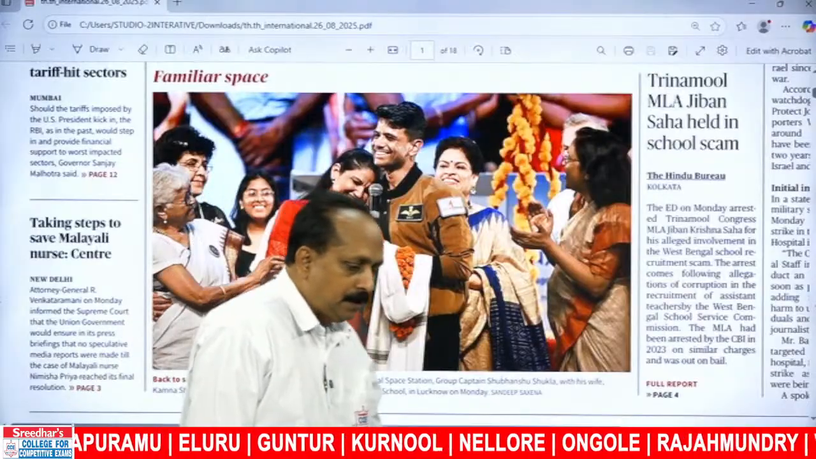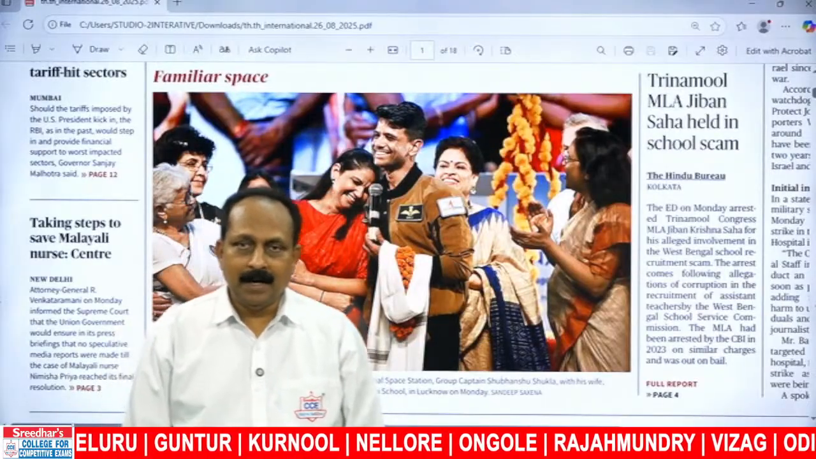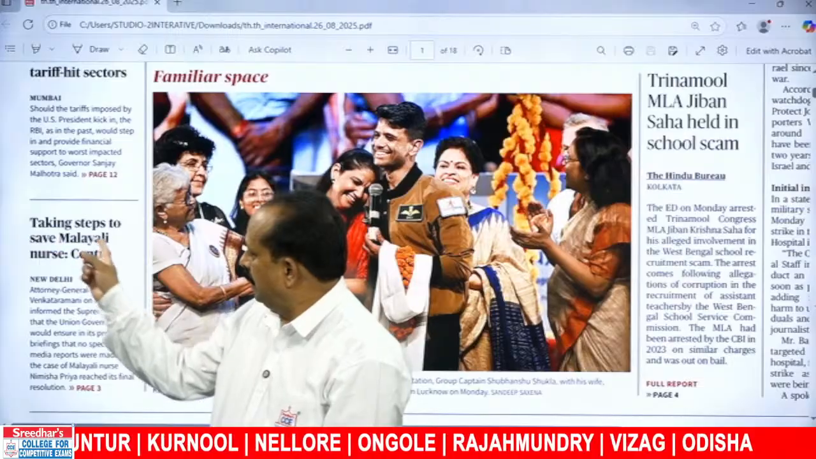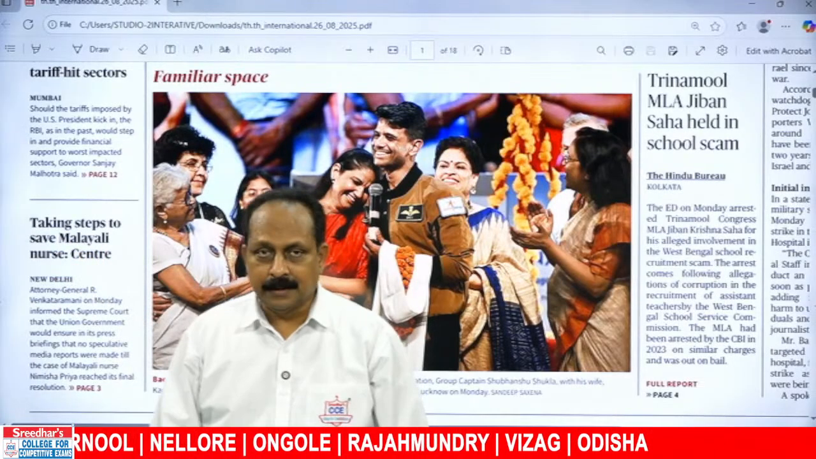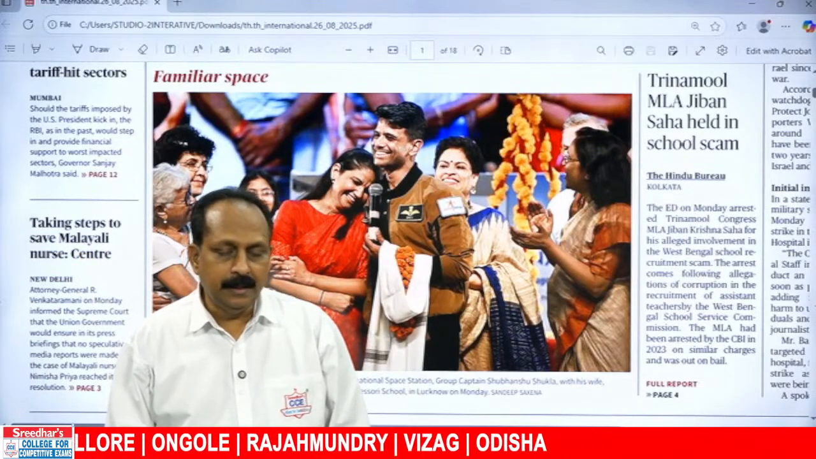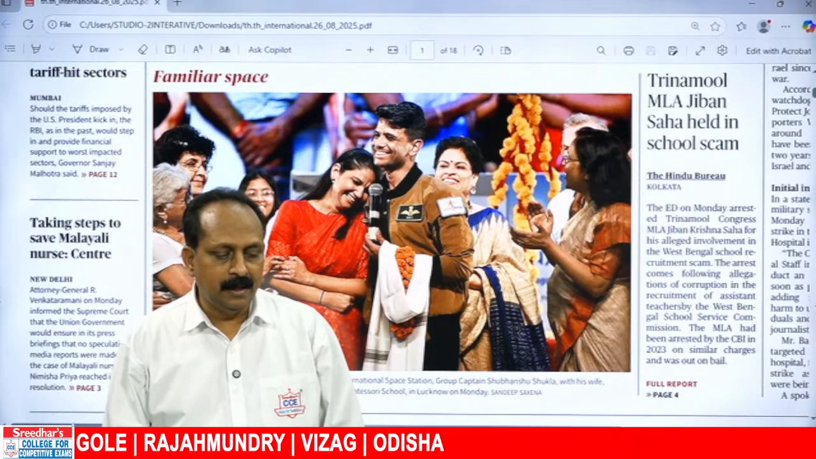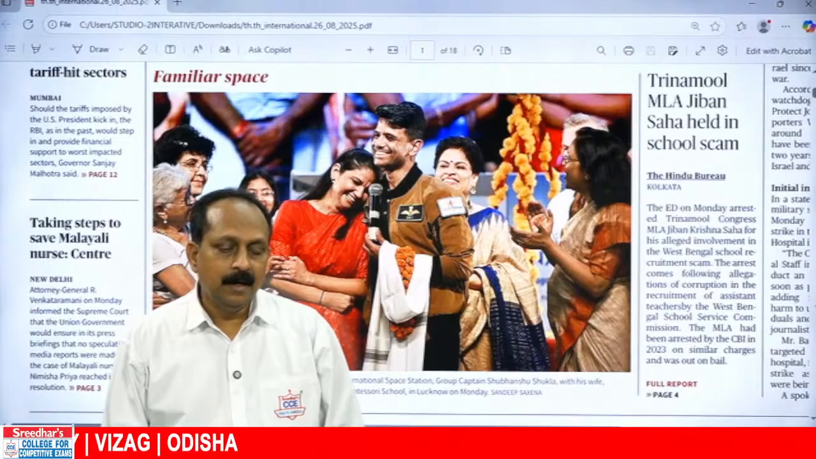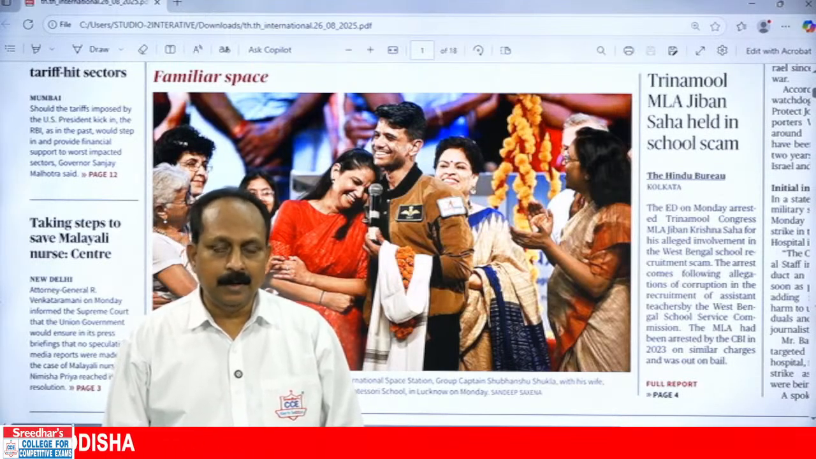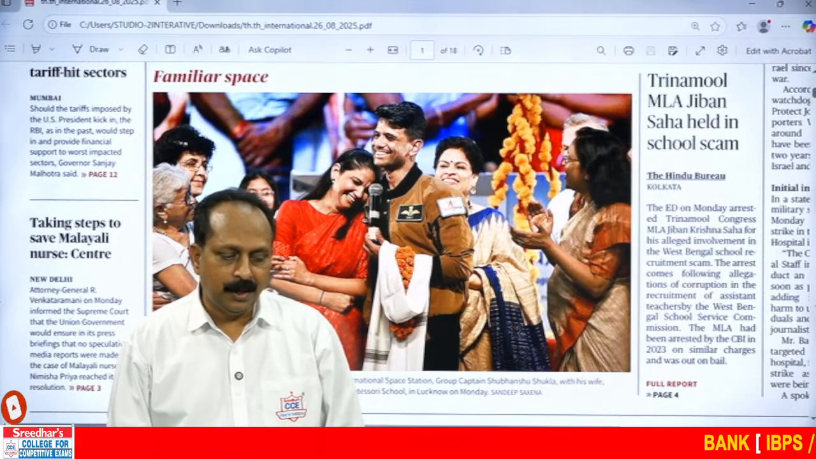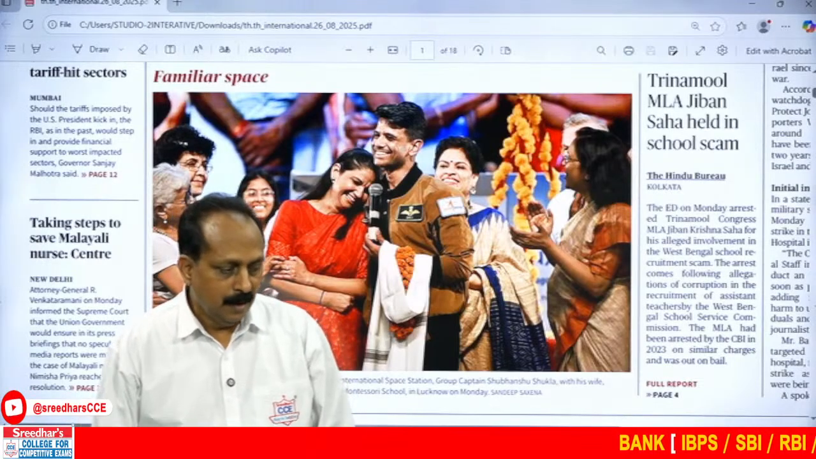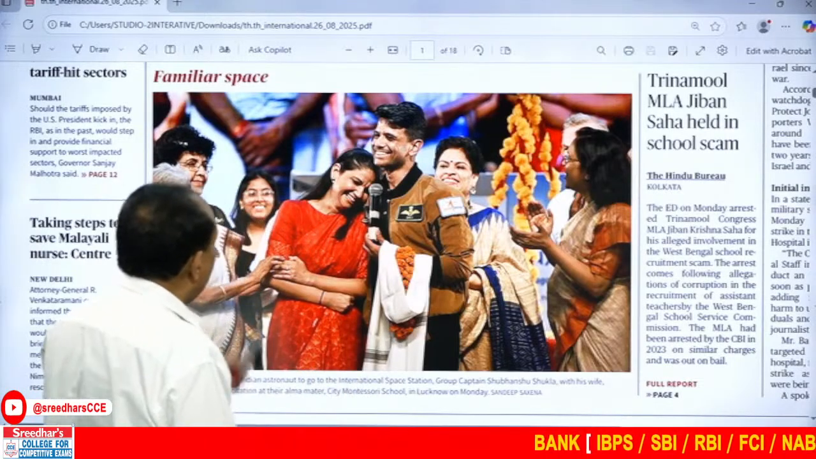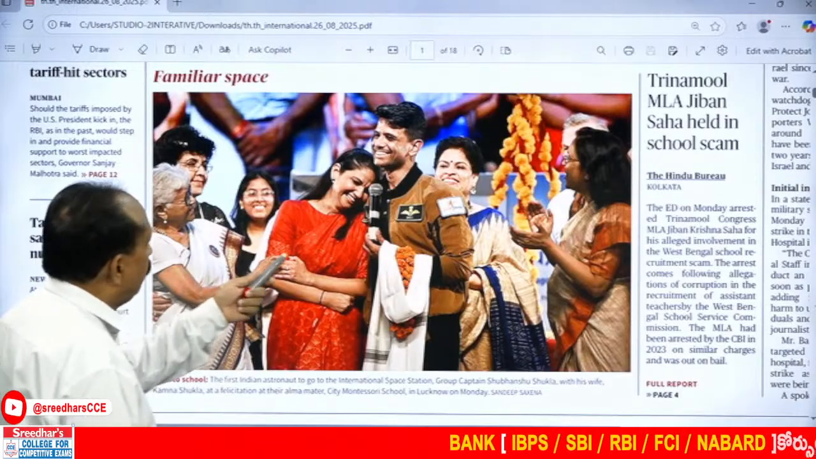One more snippet, taking steps to save Malayali nurse. Taking steps to save Malayali nurse, Centre. One particular lady, a nurse, she killed someone, allegation, and she has been sentenced to death. And some people are trying to save her. Even the Centre is trying to play a crucial role. It is regarding that. Now you can see a pic full of positive vibes, all smiles.